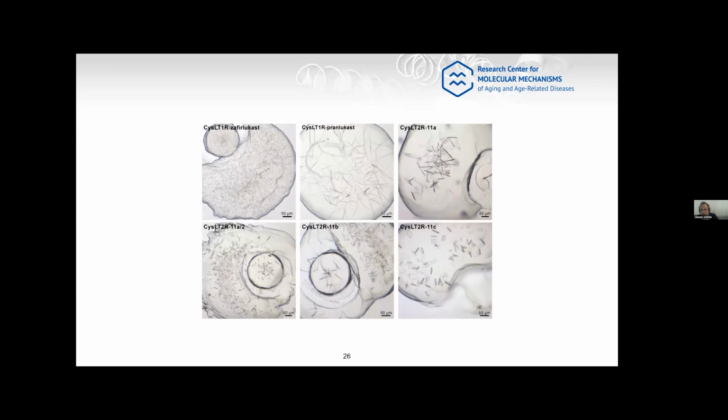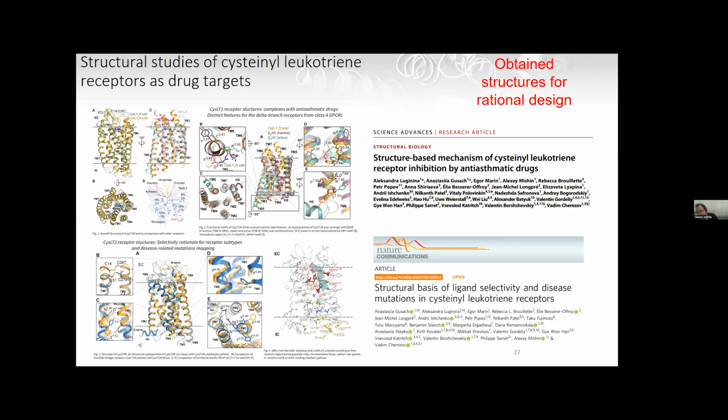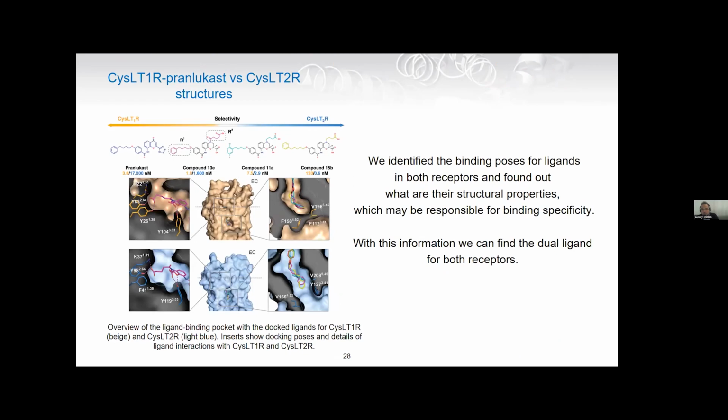We grow crystals of these receptors in complex with different available ligands, and we solved the structures and published them in a couple of articles, one in Nature Communications and another in Science Advances. These structures allowed us to understand molecular determinants of ligand specificity, and also gave insights into how to design compounds which target both types of the receptors. It was the first structure of these receptors that was obtained.